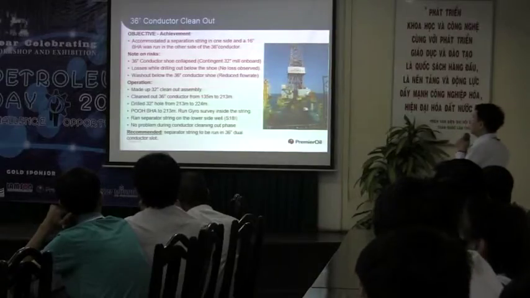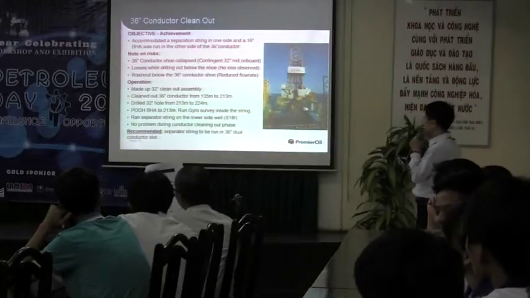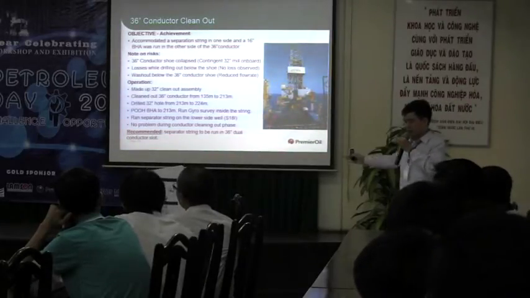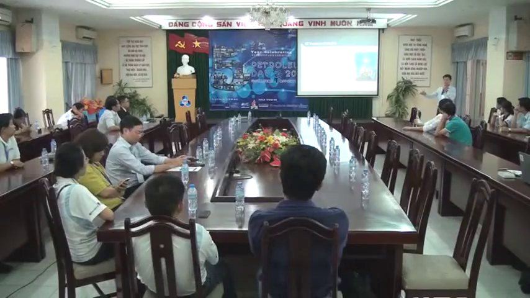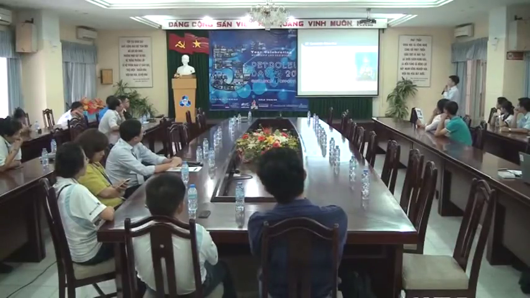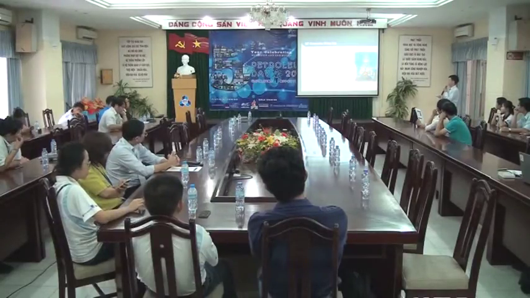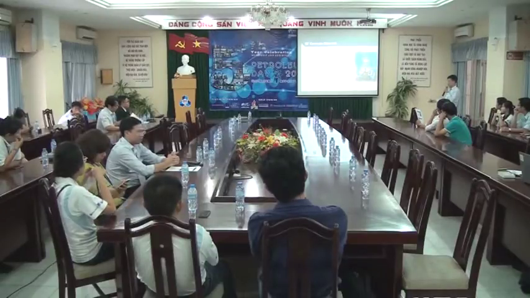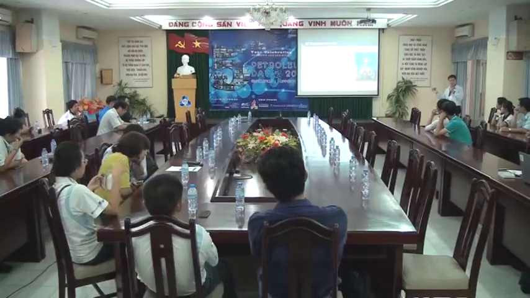Okay, so the first phase is the 36-inch conductor. You can see the 36-inch conductor is very big. When we drive it down, inside the conductor still has the formation, right? So we have to clean it out. We run a 32-inch bit and pump through and clean those. And then after that, we run the separation string on the other side and drill another side. I just go quite quick here.